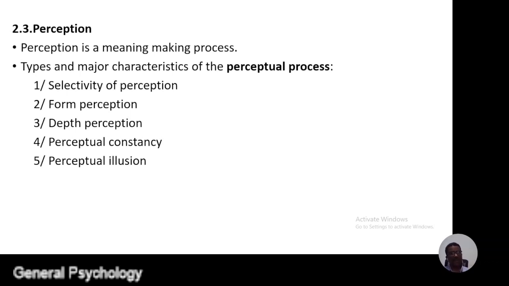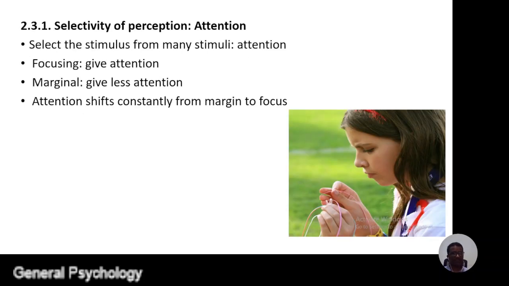We have five types of perception, which are selectivity of perception or selective perception, form perception, depth perception, perceptual constancy, and finally, perceptual illusion. Let's see one by one. The first one is selective perception.